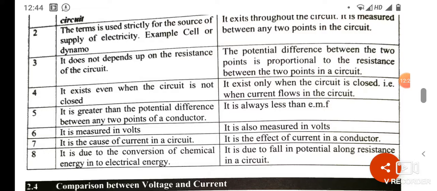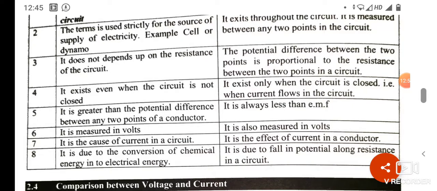In the case of EMF, it exists even when the circuit is not closed. In the case of potential difference, it occurs only when the circuit is closed, because then only the current flows. EMF will be always greater than potential difference between any 2 points of a conductor, but potential difference will be always less than EMF. EMF is greater than potential difference.